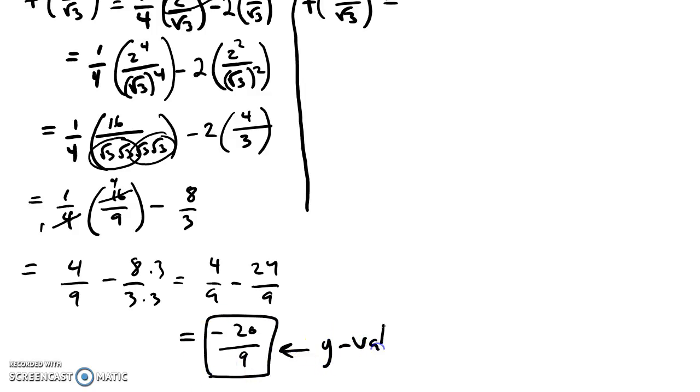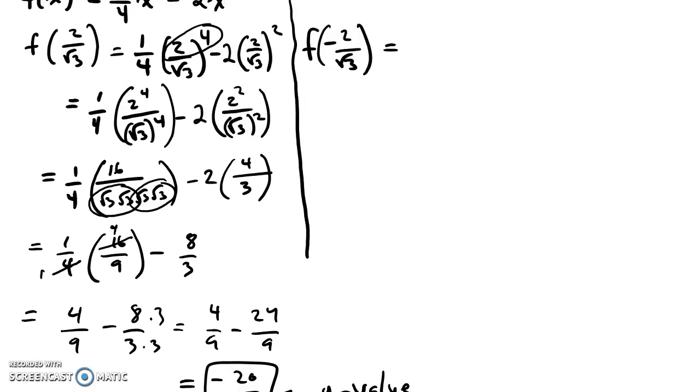But you still got to get the other y value. So I'll let you try that, Eric. You're basically substituting the negative now into the original equation, into x. You're substituting negative 2 over square root of 3 into the original equation to get the y value. Alright, good luck.